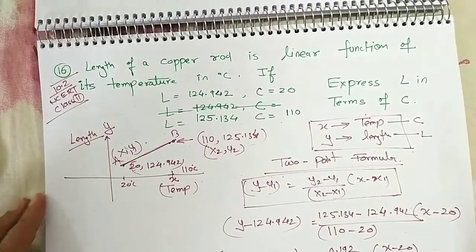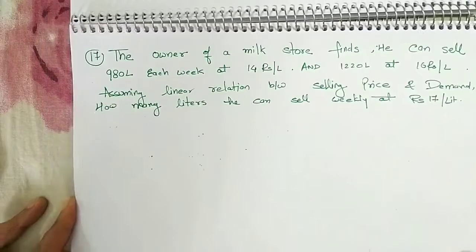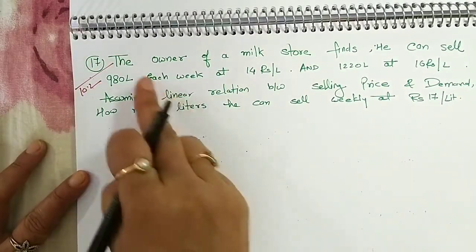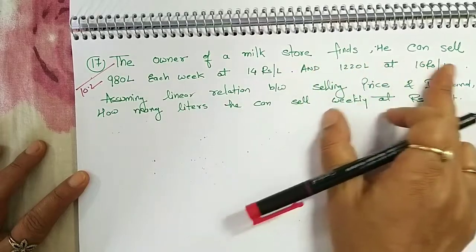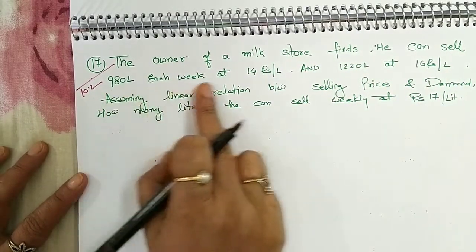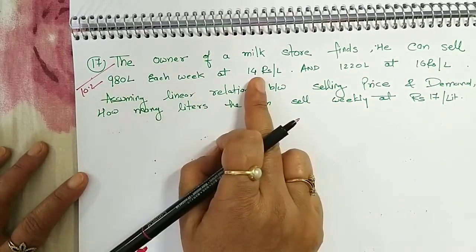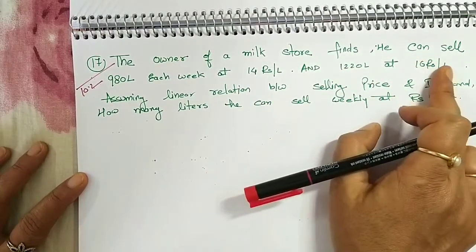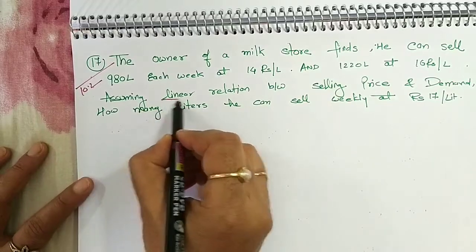I hope you understood. Let's take the next question number 17, which is also from 10.2. It says the owner of a milk store finds he can sell 980 liters of milk each week at this rate and this many liters at this rate. So they are saying there is a linear relationship.